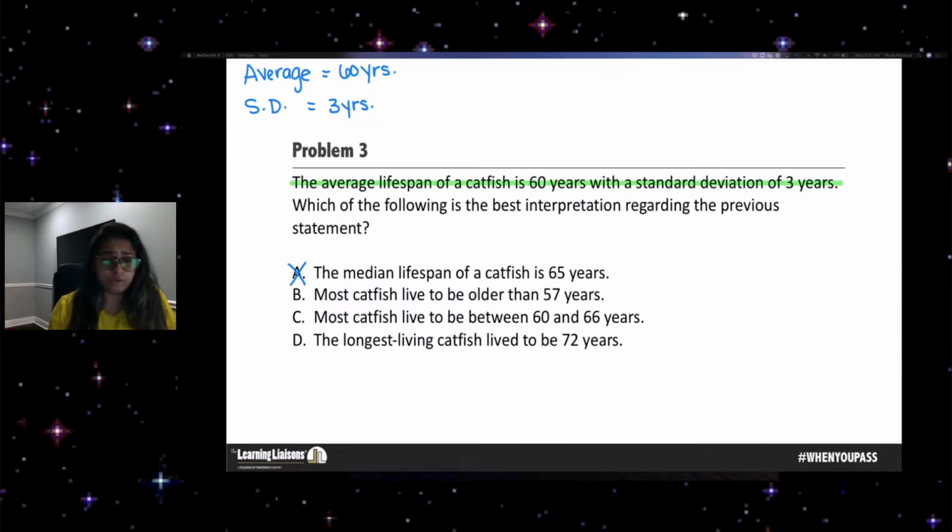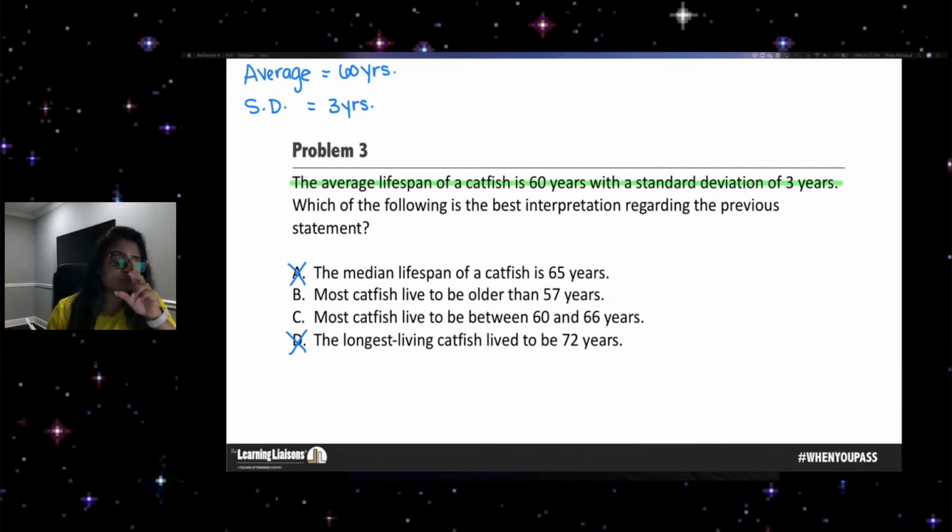Well, I don't know what the catfish lives to be. I have no idea. They have given me no information on that. They just told me that the standard deviation is 3 years and the average is 60. They said nothing about the guy who lived the longest. So D is definitely out. So now we're kind of left with B and C. So now it really goes back to what do you know about average and standard deviation?